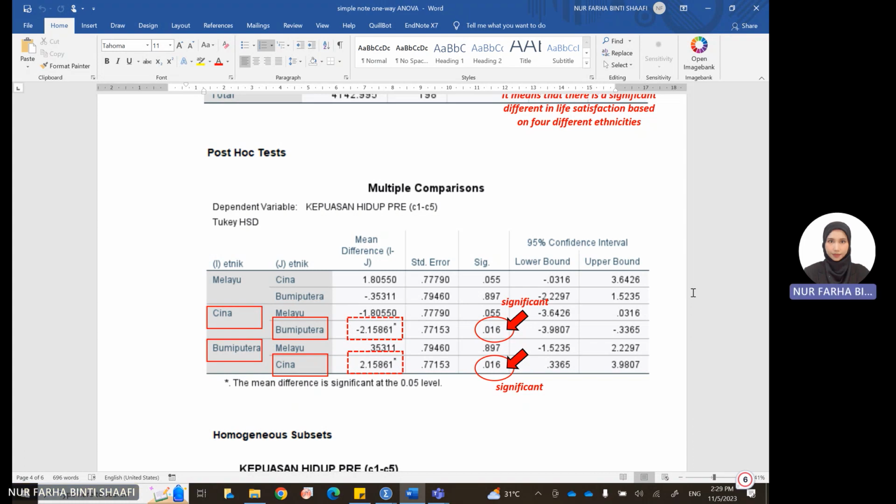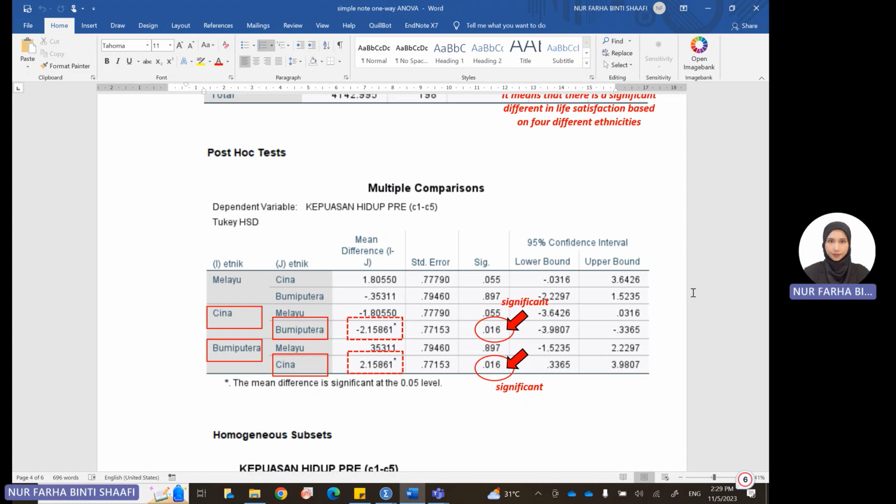Same goes for Melayu and Bumiputra. Your significant value is 0.89, more than 0.05. H0 accepted. Your null hypothesis is accepted.